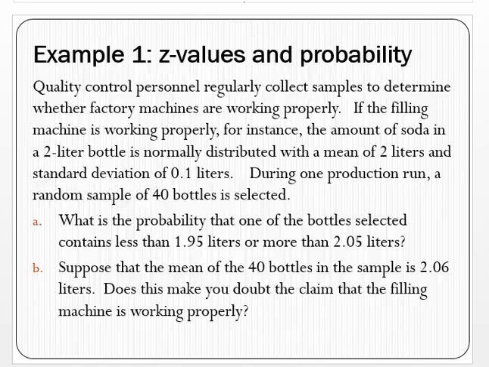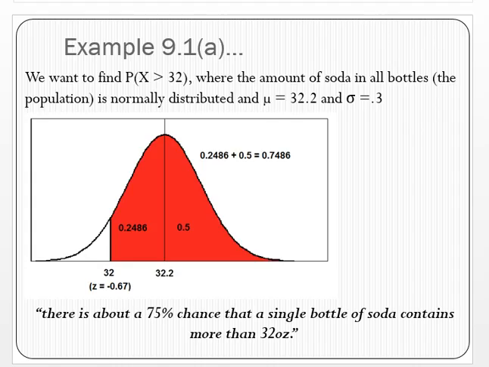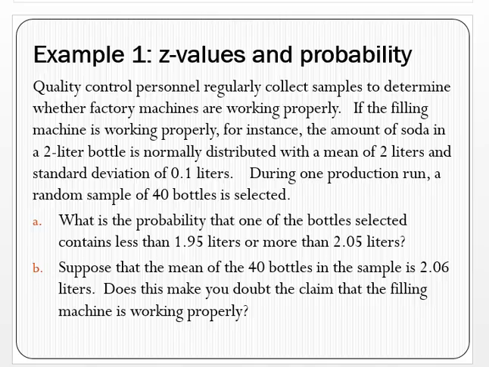Quality control personnel regularly collect samples to determine whether factory machines are working properly. If the filling machine is working properly, for instance, the amount of soda in a 2-liter bottle is normally distributed with a mean of 2 liters and a standard deviation of 1 liter. Okay, I just realized something. I've switched from liters to ounces in my example. Sorry about that, but you'll get the idea.